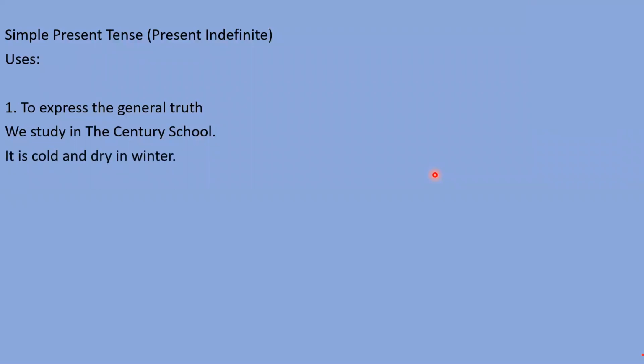It is cold and dry in winter. I'm just talking about a general truth which happens in winter. So that's also a general truth. The president of the United States lives in the White House. So it is a general truth I'm telling you. So I have to use the simple present tense for such types of sentences or such types of meanings.